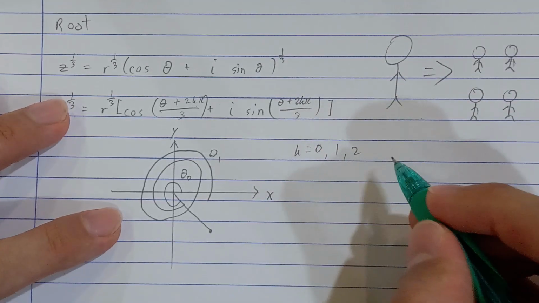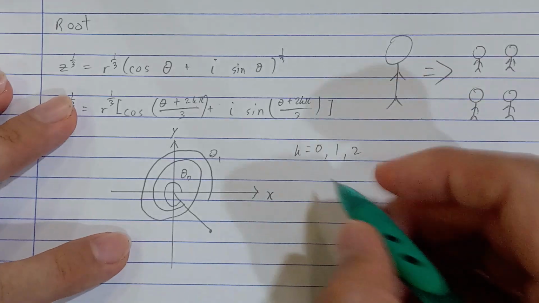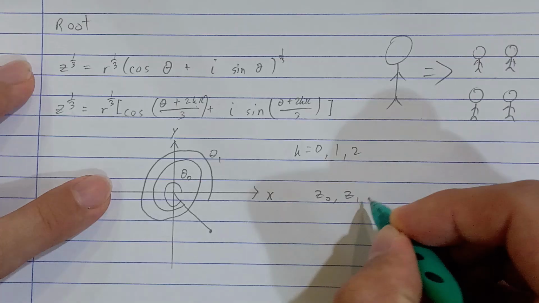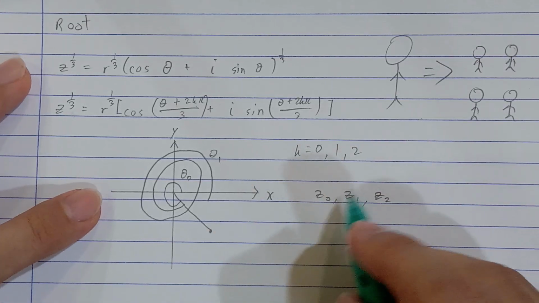This is 1, 2, 3 roots. So you'll write them down as z0, z1, and z2. These are the 3 roots.